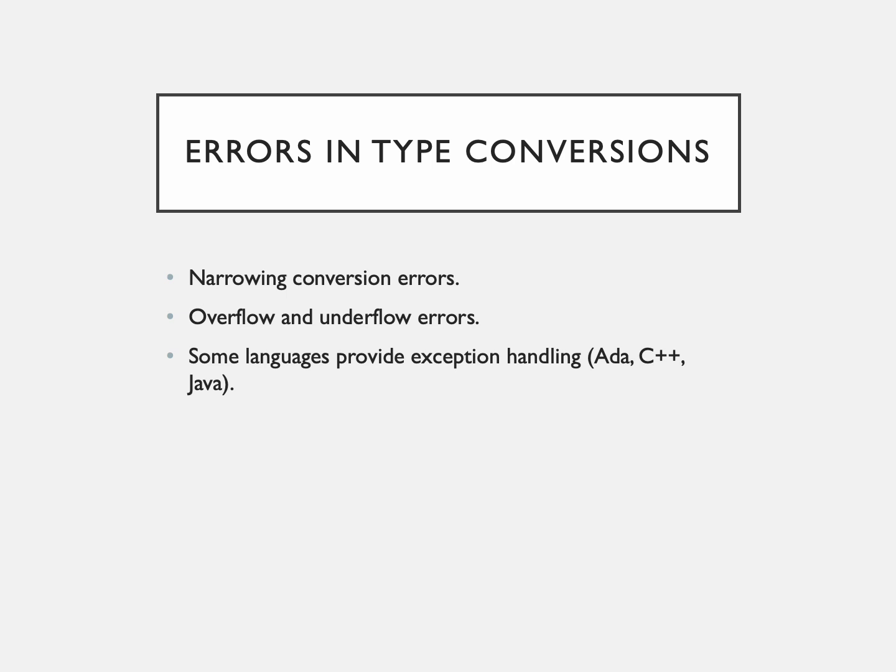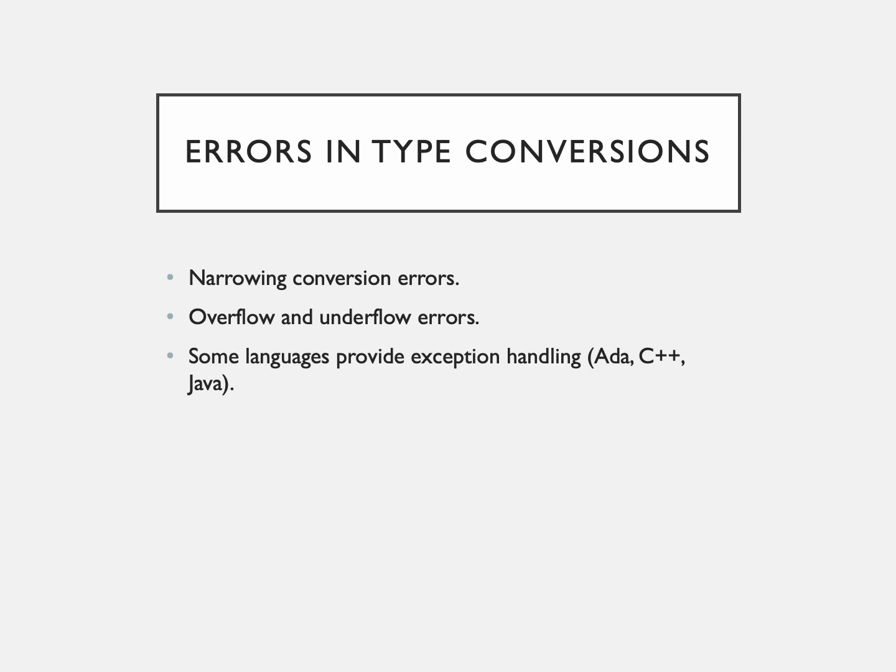Second is overflow and underflow errors. Overflow occurs when a value exceeds the maximum that a data type can hold, and underflow occurs when a value is too small to be represented accurately, often with floats. Like if you say short a equals 32767 and then a equals a plus 1, it wraps around, resulting in a negative value. That is an error here.